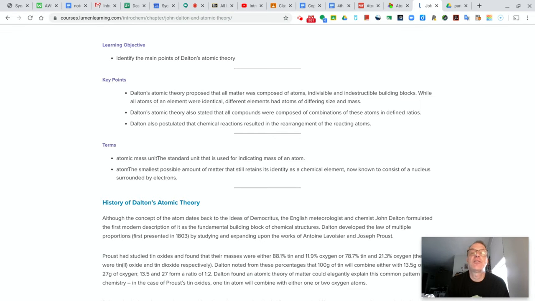The only thing about Dalton that he wasn't sure about really, or didn't know about, was this thing called isotopes. So elements have the same atoms, but they can have slightly different masses, which are called isotopes. We'll talk about that later. Okay, now let's go back to the atomic theory.